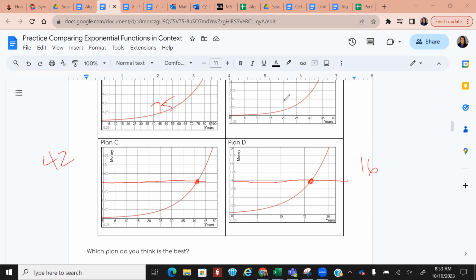So which one would you prefer? Would you want to have $1 million in 16 years, 42, 34, or 75? 16 years. So plan D is probably going to be the fastest, right? It gets you to $1 million a lot faster.